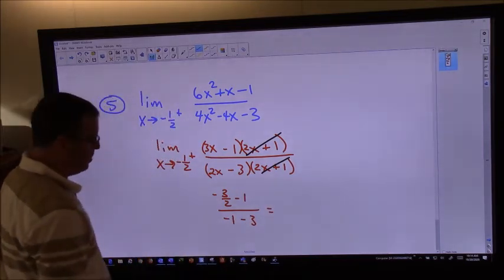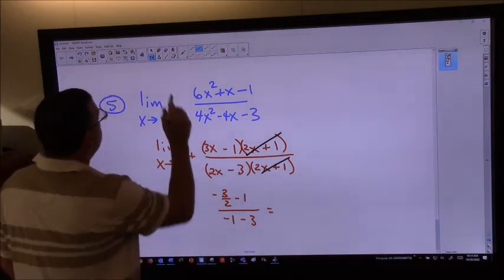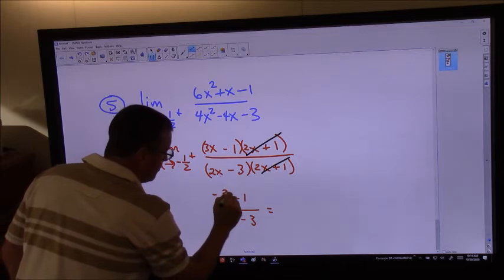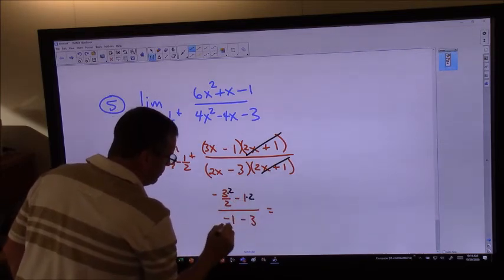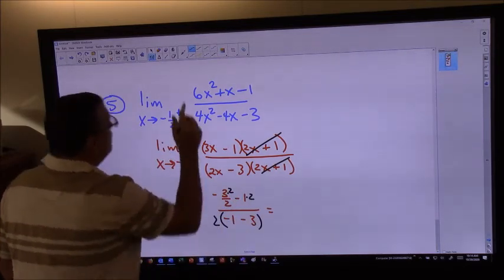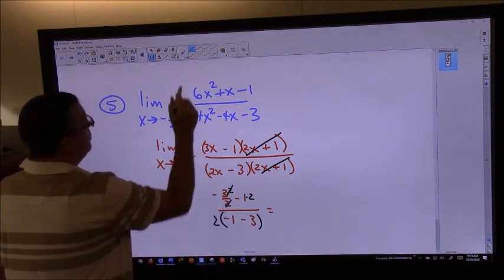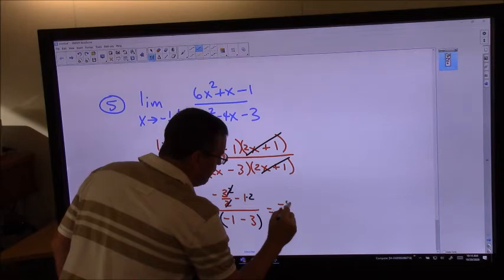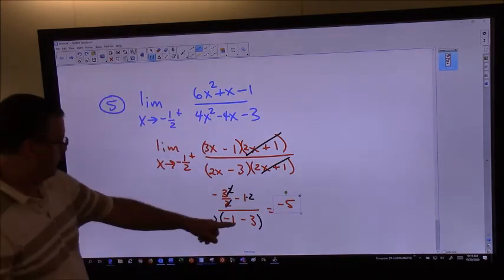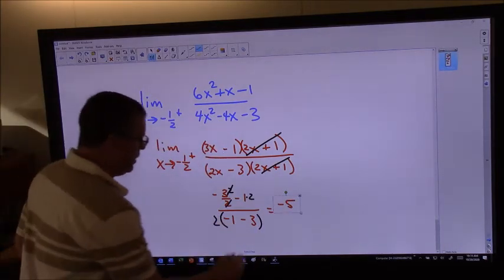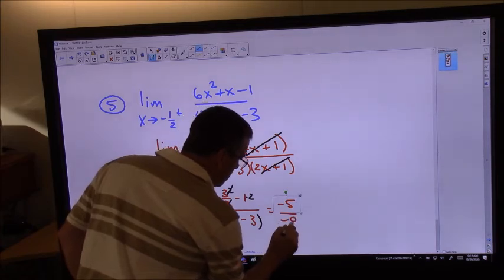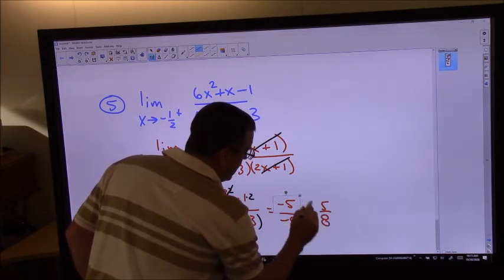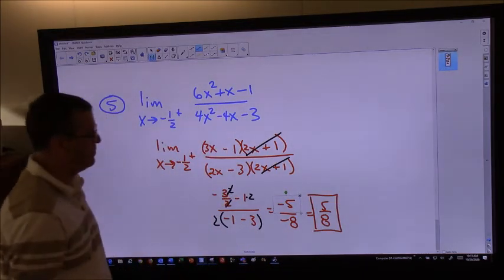And let's see, if I multiply everything by 2, we got a complex fraction, right? Multiply by 2. So the 2's there will cancel. And what I get is negative 3 minus 2, that's a negative 5. Here I've got a negative 4 times 2, that's a negative 8. And that gives me a positive 5/8. There's my answer.